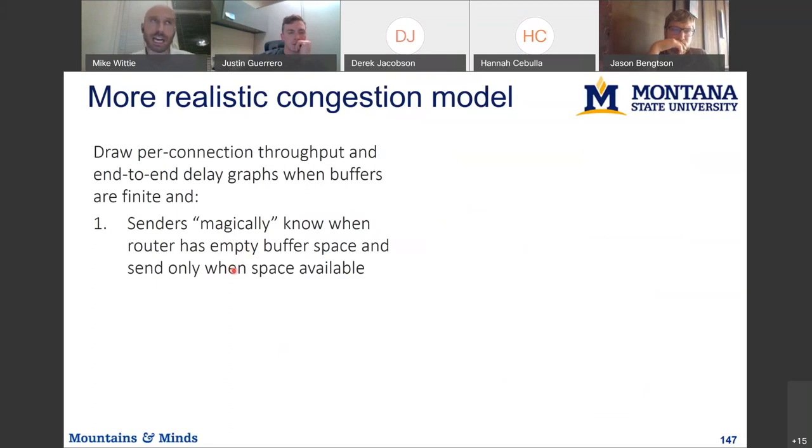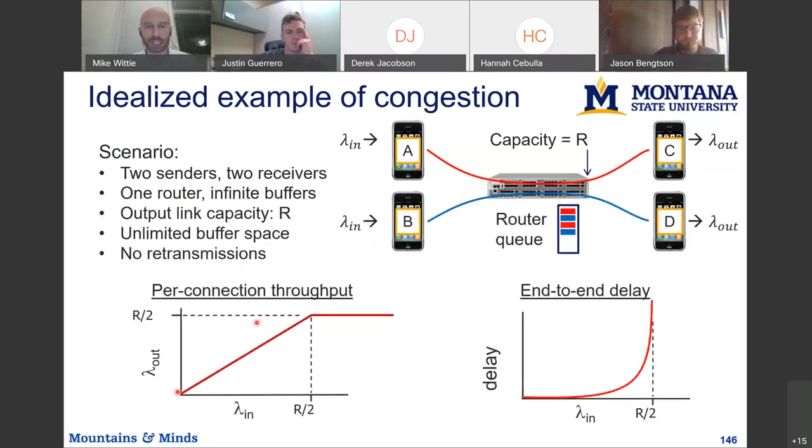We don't have infinite buffers in practice. We need to deal with finite buffers, and the first level solution is to use magic, as always, which is to just assume clients will not send packets that will get lost because there's no buffer space. I'll give you a minute to figure out what this per connection throughput graph would look like based on this assumption.